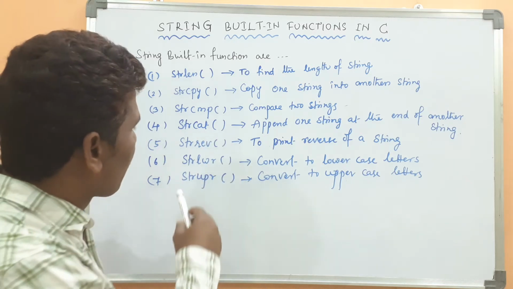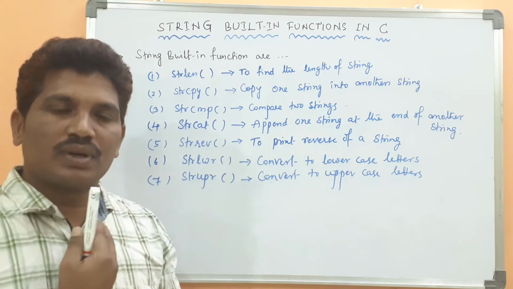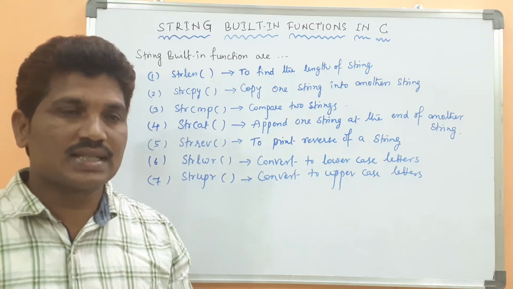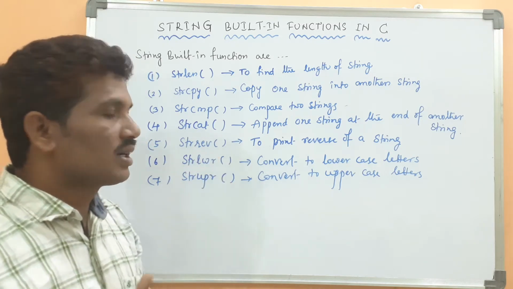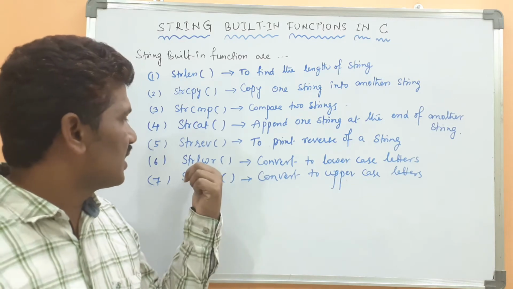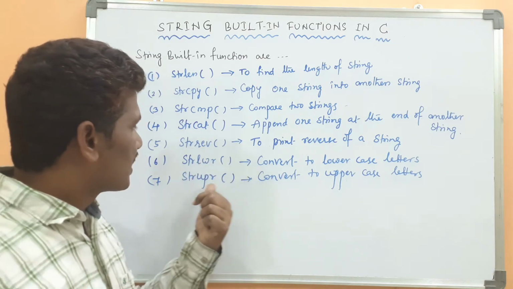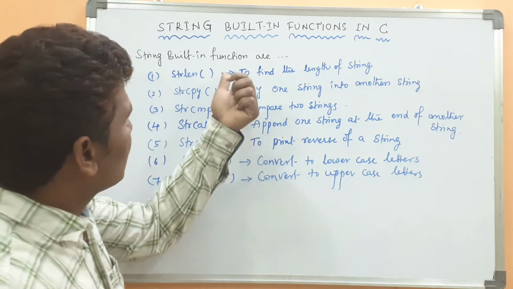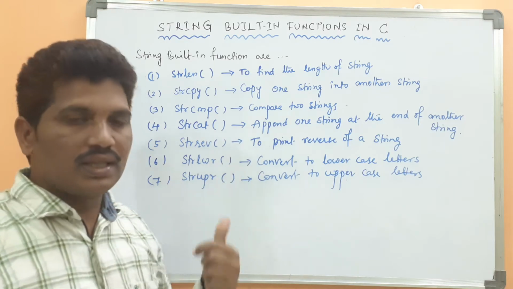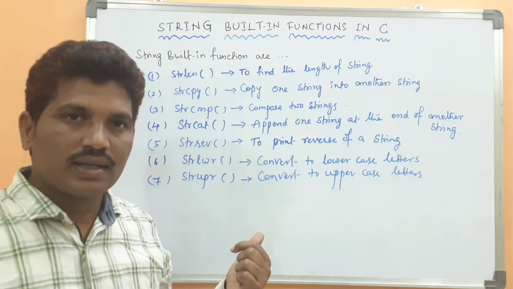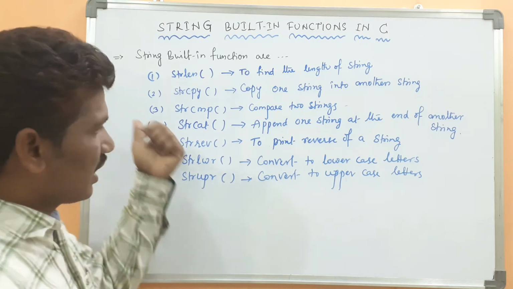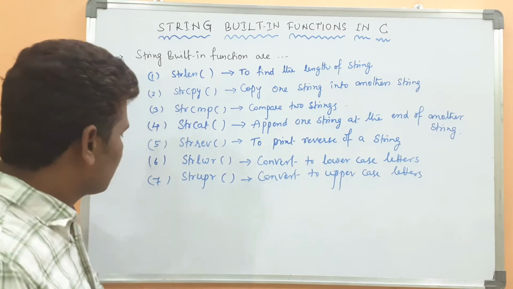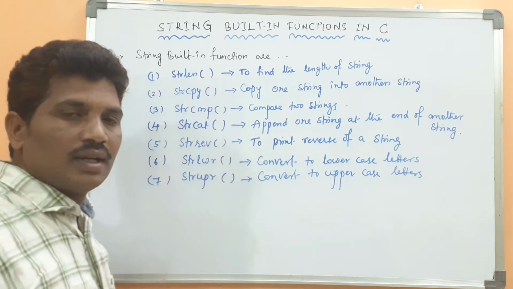strrev, string reverse. If you want to convert the uppercase letters to lowercase letters, we can use the string built-in function strlwr. strupr converts into uppercase letters. Those are some of the string built-in functions in C programming. Then I will explain them one by one with the help of examples. Please don't confuse.